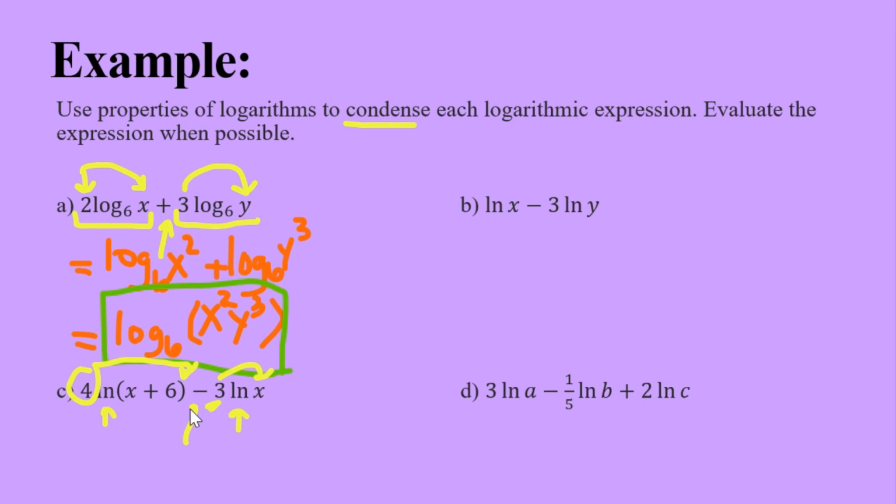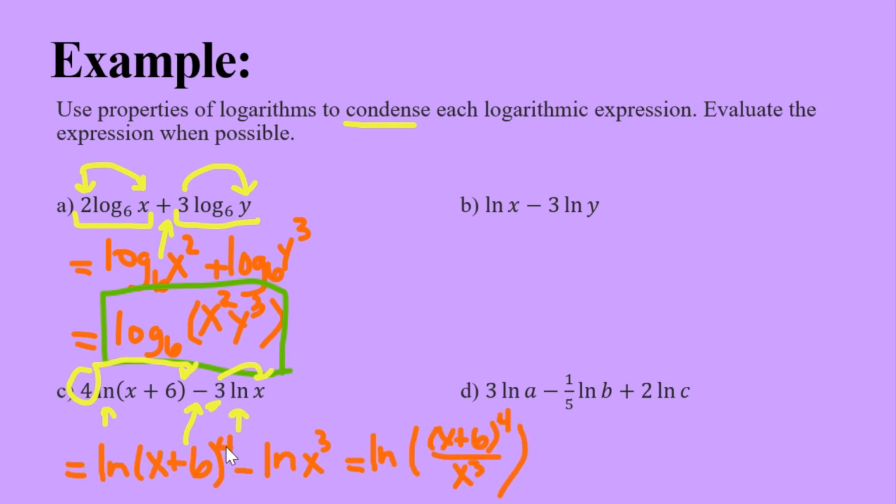Then you can see we have this minus here, and we know with subtraction is division. So we're just going to apply the quotient rule. So now after putting the exponents back, and now applying the quotient rule with the minus, we know to now divide the first term over the second term. And so this would be our final answer for the condensed form of that log expression.